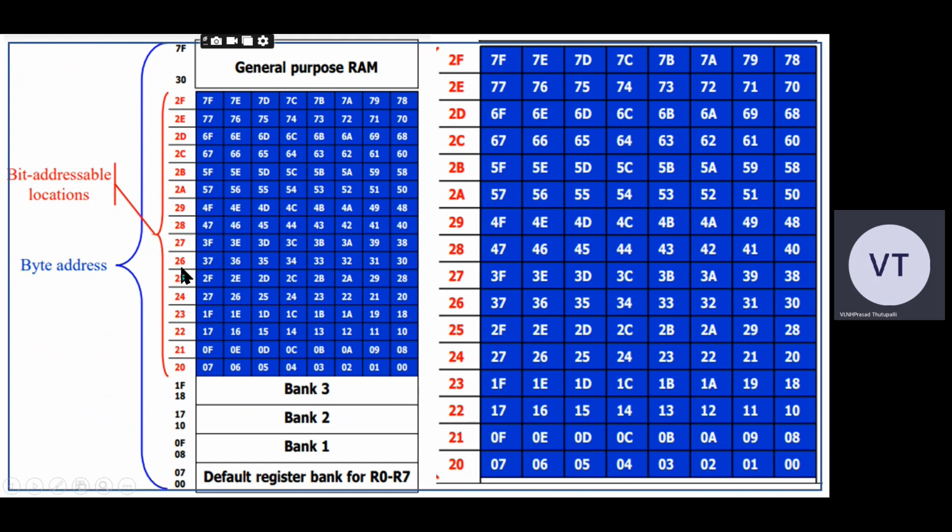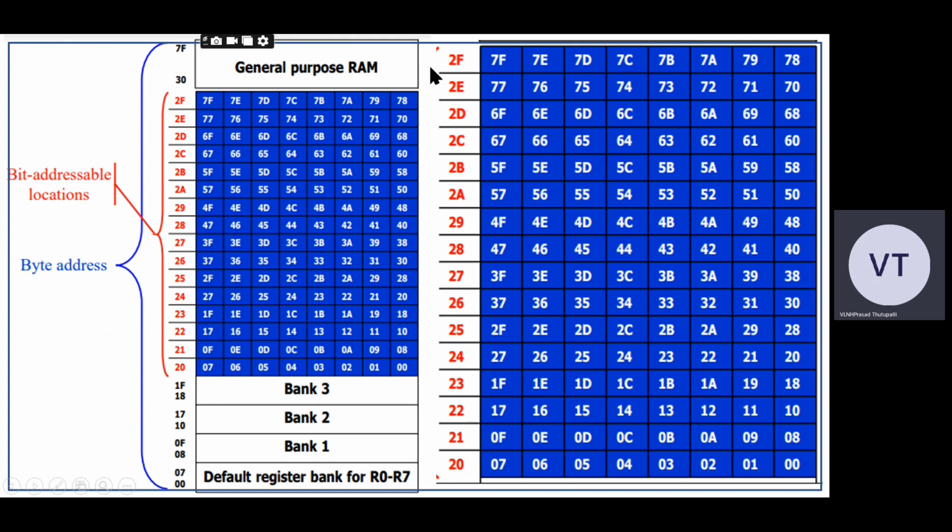Now consider this particular 26. 26 is the address of this particular byte. If you want to access all these 8 bits at a time, then you have to use this address, called the byte address, right? But here 30 is the bit address of this byte, and 31 is the bit address of the next bit. 32 is the next bit address, 34, 35, 36, 37, like that.